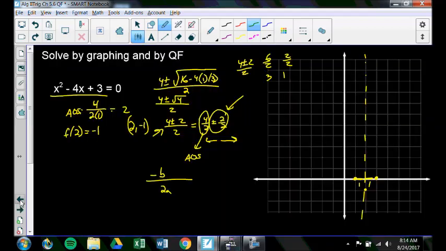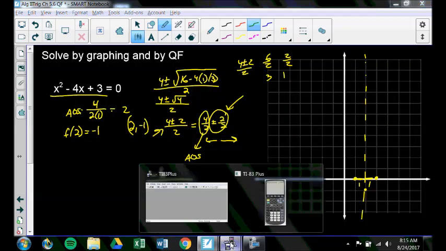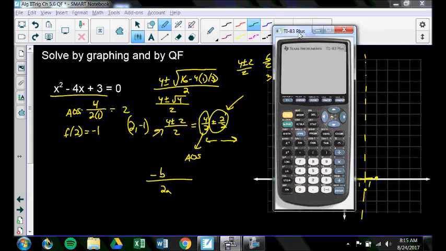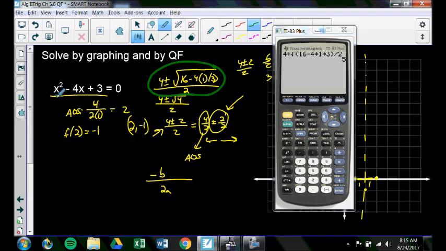Okay, calculator. When you type this stuff into your calculator, you have to be very, very careful of parentheses. If I just take this and type it in the way that it looks, 4 plus, I can't do plus or minus, so I have to do it twice. 4 plus the square root of 16 minus 4 times 1 times 3, divided by 2. Then I get an answer of 5 that doesn't actually work. 5 is not a solution. 5 squared is 25, minus 20 is 5, plus 3 is 8.